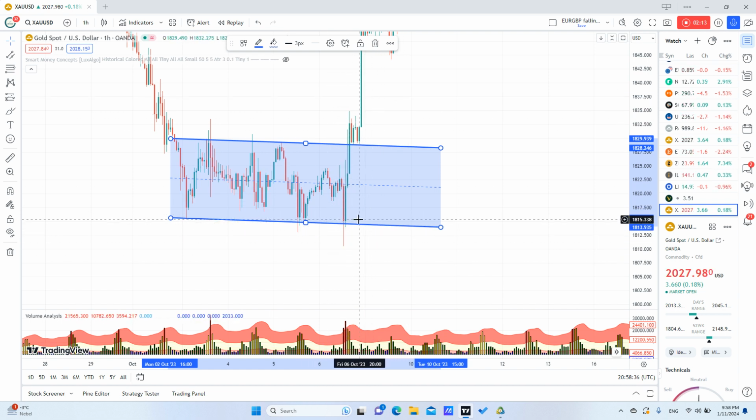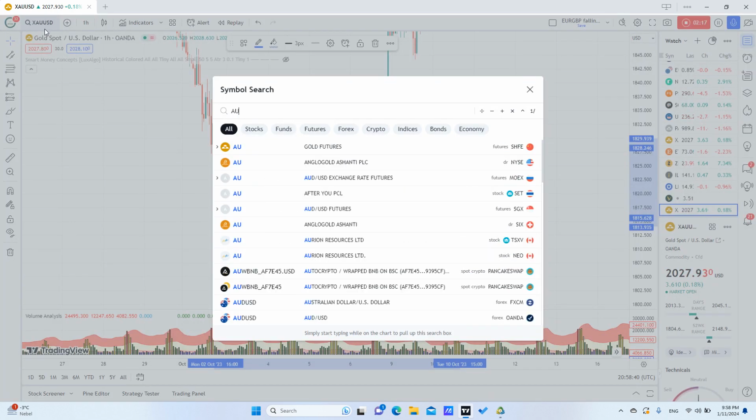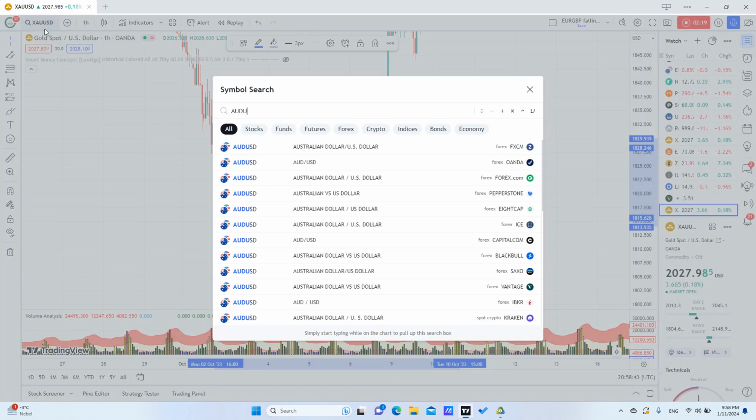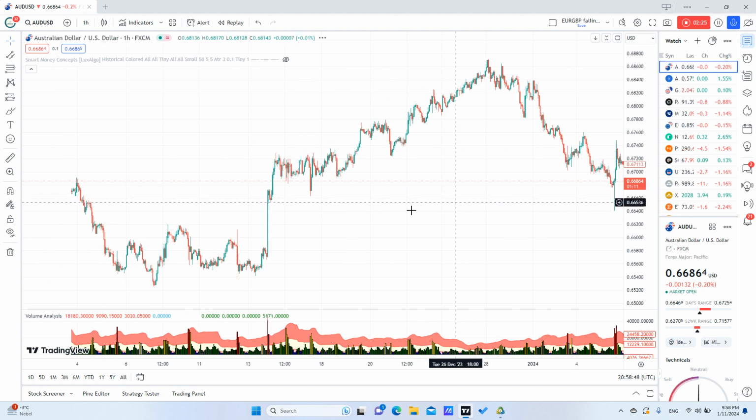So what happens is that this wick takes all these stop orders, and then goes to the other side. Another example was on AUDUSD. It wasn't as clear as this one here. This one was very clear.